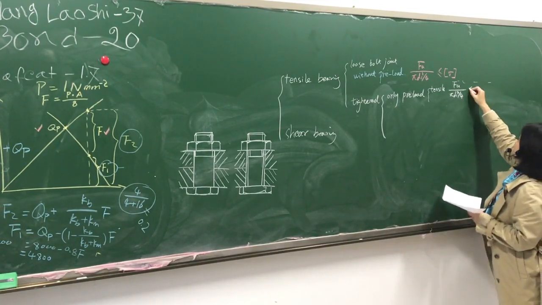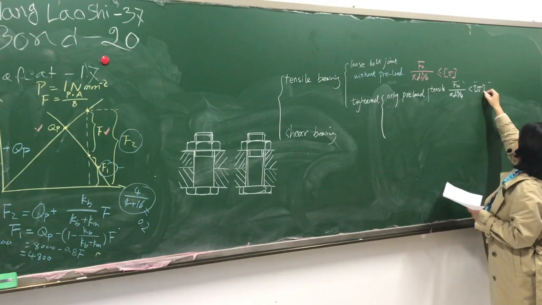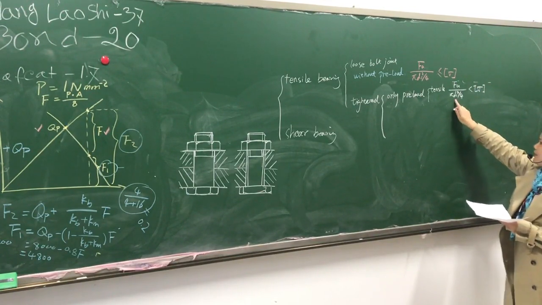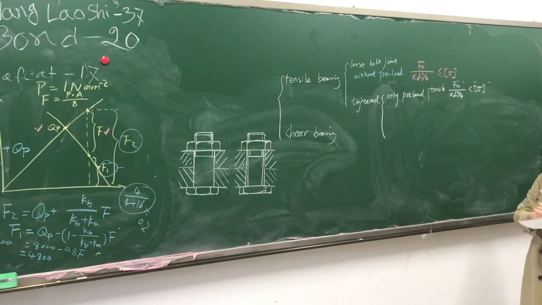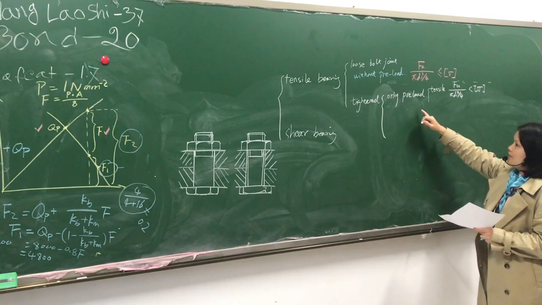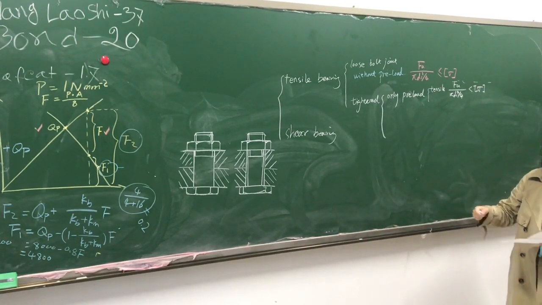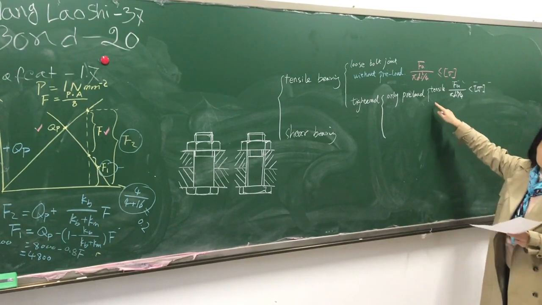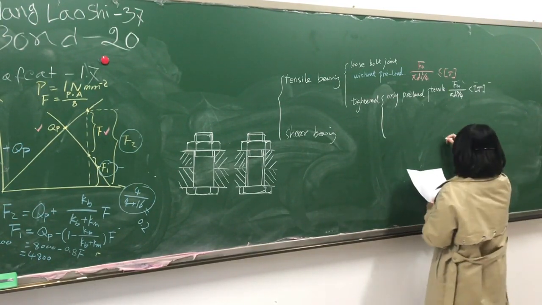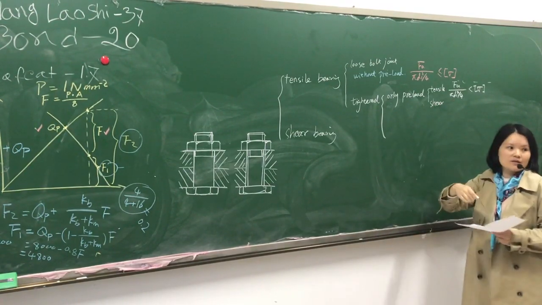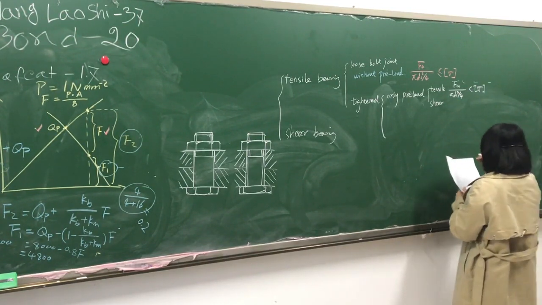And this should be less than the allowable stress. And D1 is the minor diameter, the smallest diameter of the screw thread. And the tightening torque can also cause shear stress.